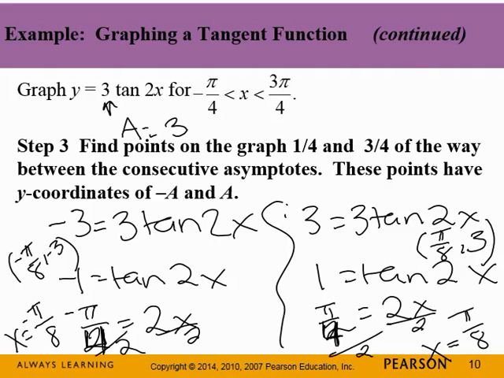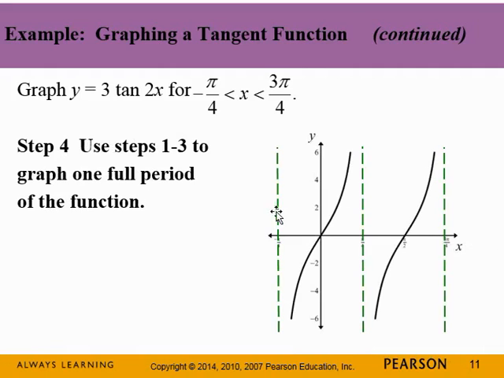So you have your asymptotes, you have your quarter and your 3/4 way, and you have your midway. So now you'd be able to graph it. So we have our midway between our two asymptotes, and your quarter and 3/4 way. And then you would just repeat it one step over.